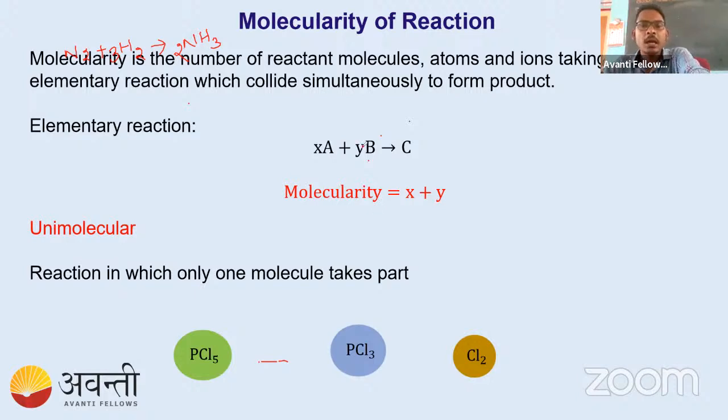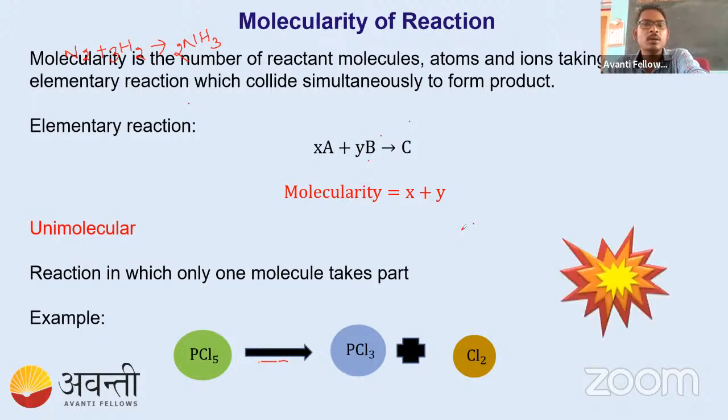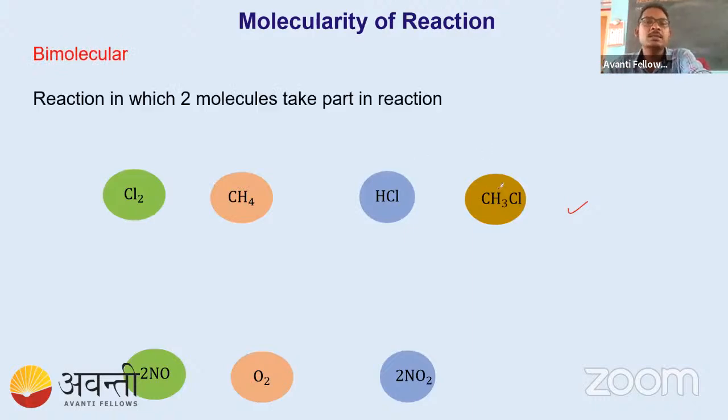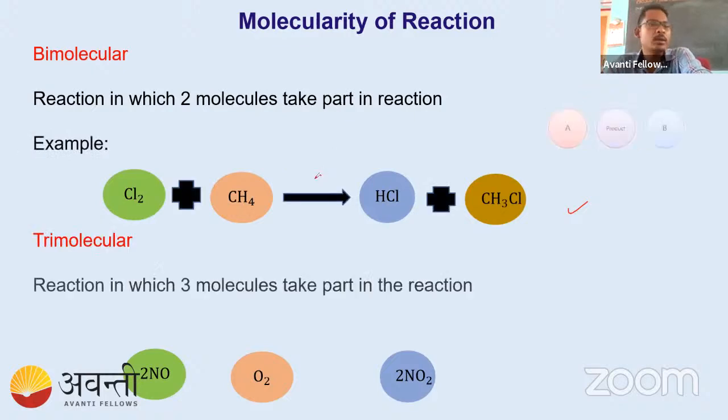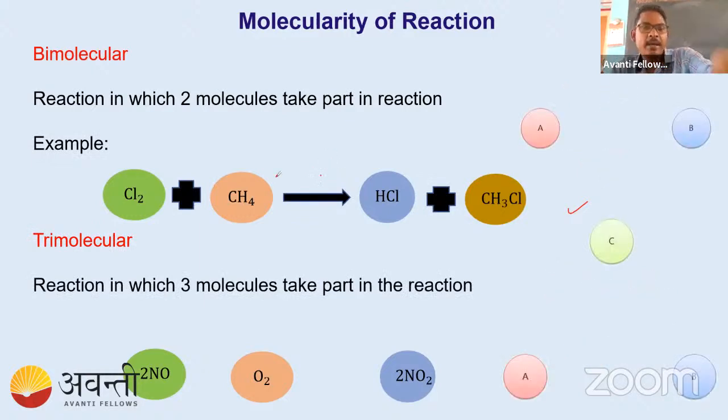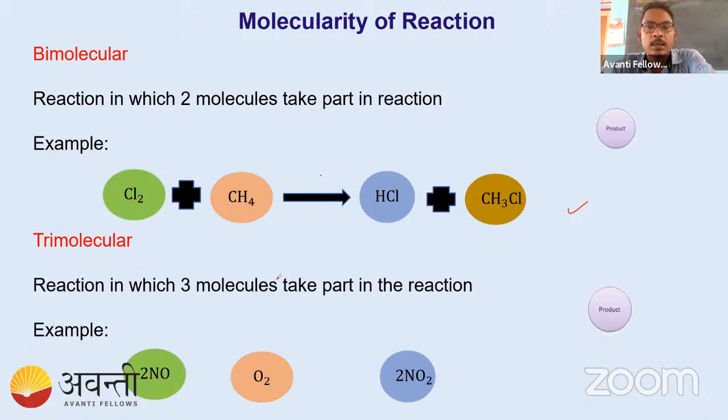After that, if you are increasing the number of particles which give you the product, for example, this first one, here we are taking 2 molecules, Cl2 and CH4. They combine to give you HCl and CH3Cl. Because here we are taking 2 molecules, this is called a bimolecular reaction. And similarly, if you are taking more than that, it will increase into trimolecular. So first one, this one is second, and this one is trimolecular.